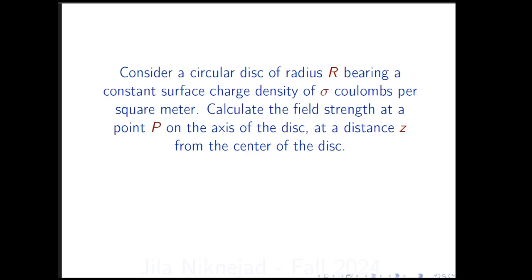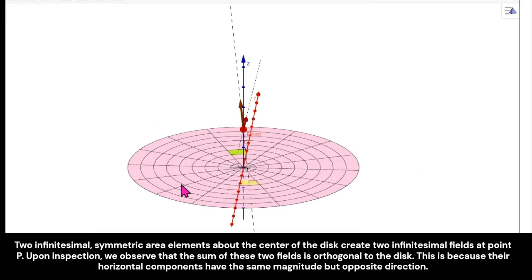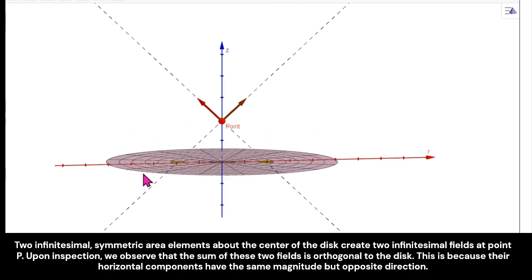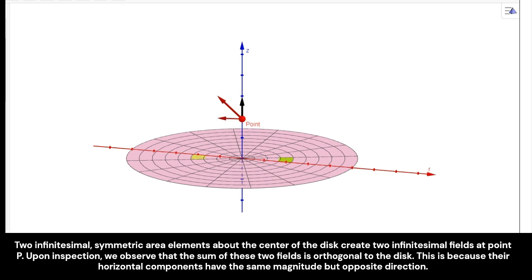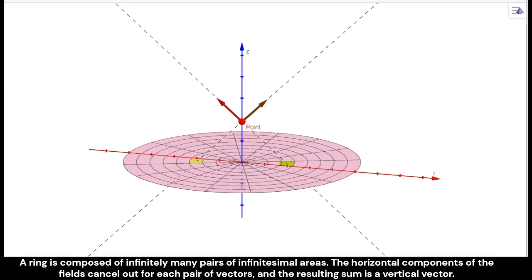Two infinitesimal symmetric area elements about the center of the disk create two infinitesimal fields at point P. Upon inspection, we observe that the sum of these two vectors is orthogonal to the disk. This is because their horizontal components have the same magnitude but opposite direction. A ring is composed of infinitely many pairs of infinitesimal areas.